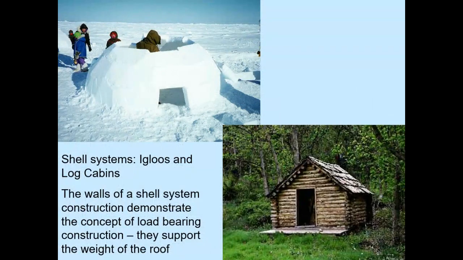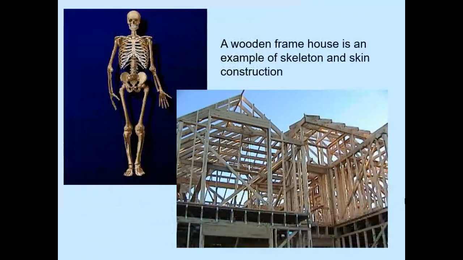So shell systems, the best example I can really give you is an igloo. If you think of it almost like a turtle shell, right? The thing that holds the support of the roof is also the outside wall. If you ever built anything with the kids' toy known as Lincoln Logs, or you've seen a traditional log cabin, the support is the outer covering. Those are shell system buildings.